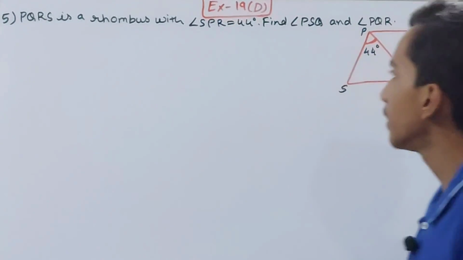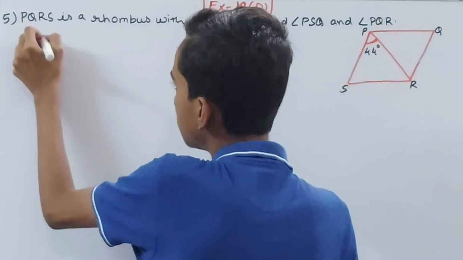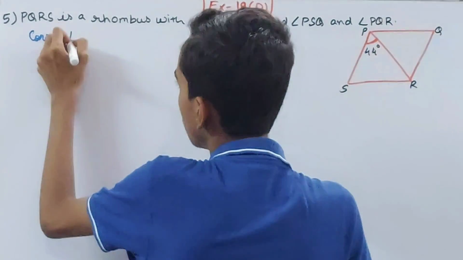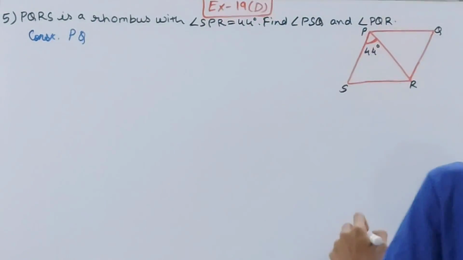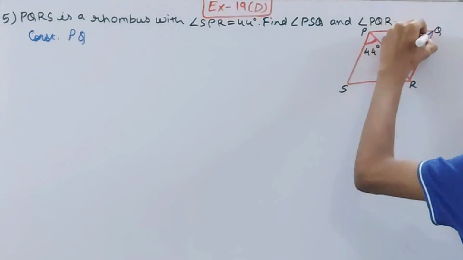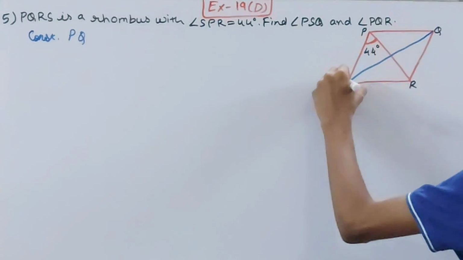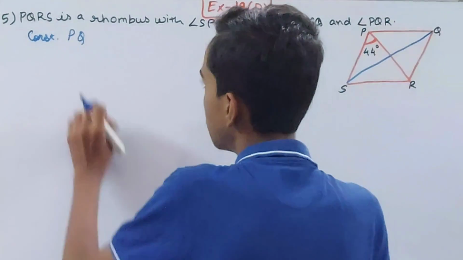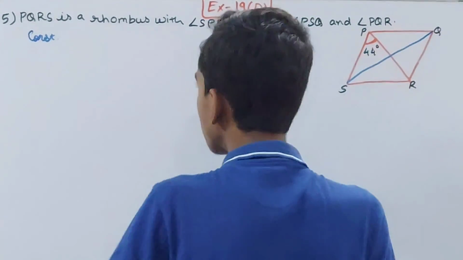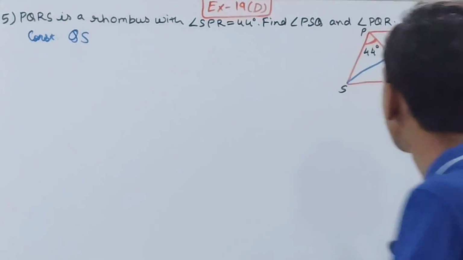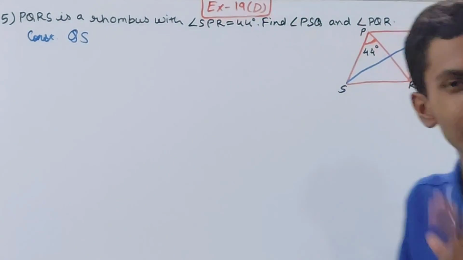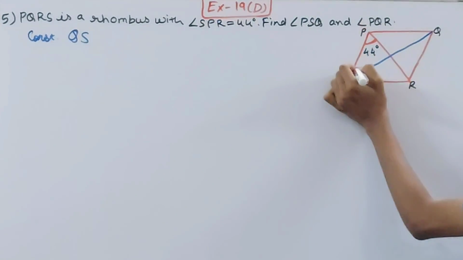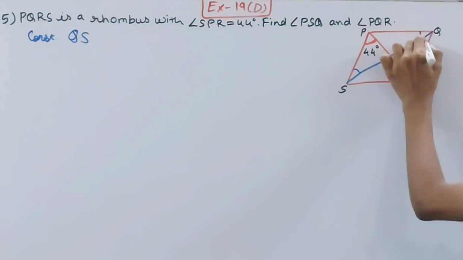So what we're going to do first of all, we will construct the diagonals. PR is already there, you make QS also. This is the diagonal QS. So we have constructed QS, the diagonal. The second diagonal PR was already there. Now look, what you have to find is PSQ and this entire part PQR.